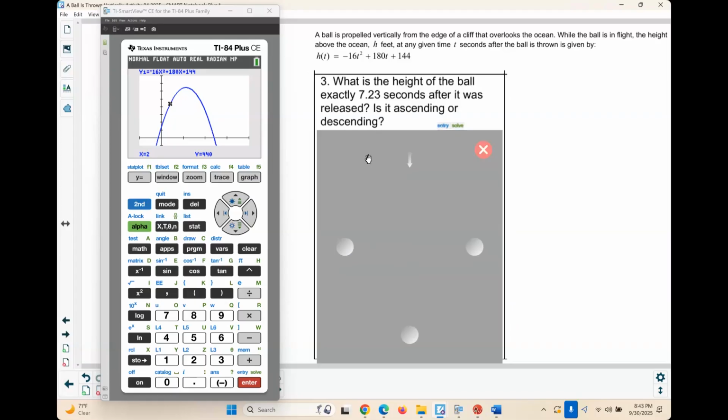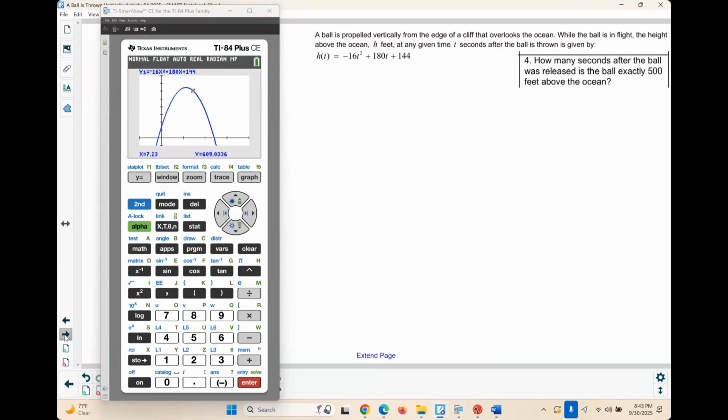3, what's the height of the ball? And here I just put that ridiculous number in here just to show you don't have to go every 10th of a second or whatever. You can type in any number, and it is descending. We can see that.